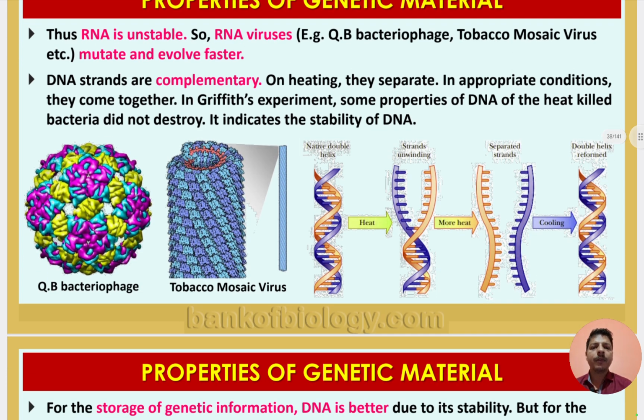As you can see in this diagram, this is a type of DNA. If we give heat, you can see hydrogen bonds breaking down and strands unwinding. With more heat, both strands are separated, and on cooling, the double helix is reformed.